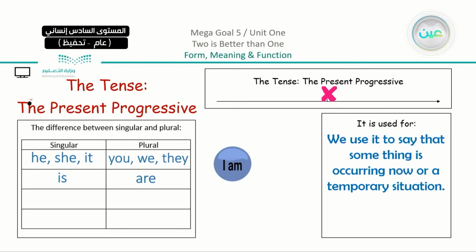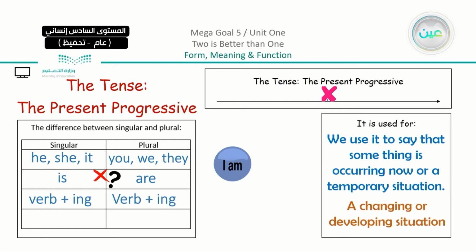Now, of course, this is also in the cases of using negatives and questions, we can add them, but the difference is that the verb to be, in general, is a basic part even in the affirmative sentence. Going on, we have here the verb has an ing in both structures, either singular or plural. And also to cover up, we can say that the present progressive can be used for a changing or developing situation.